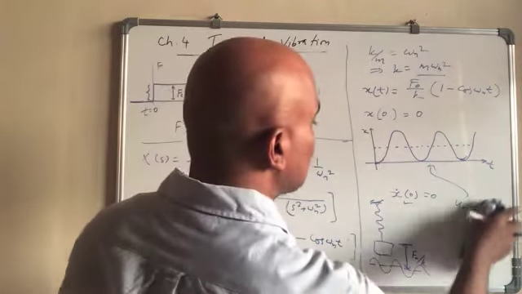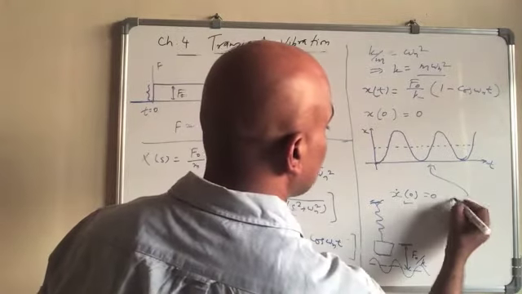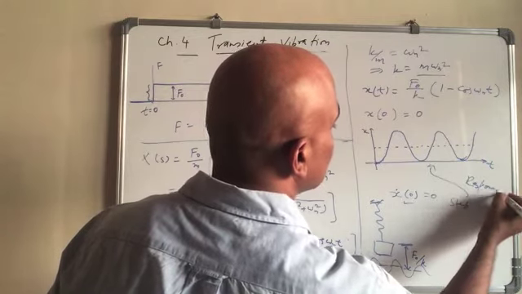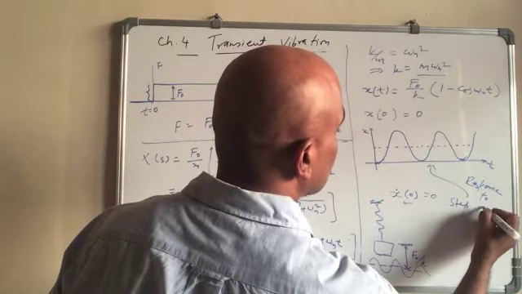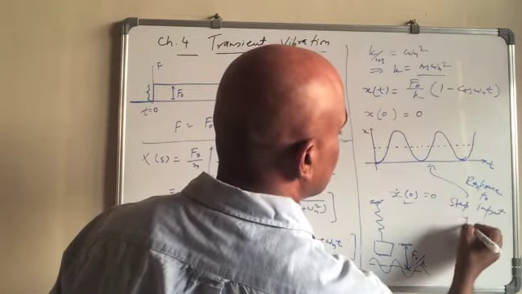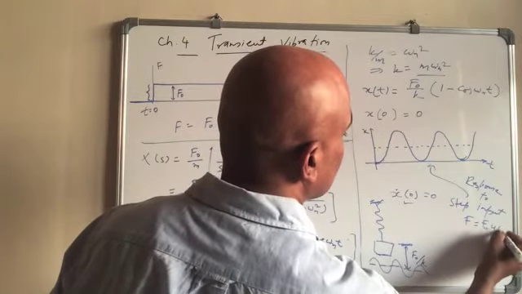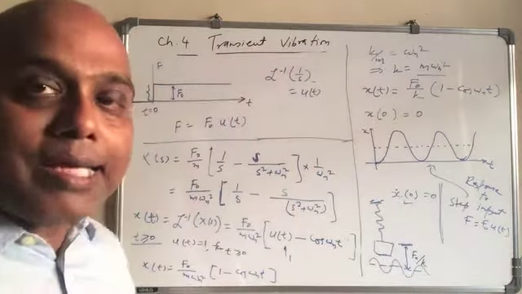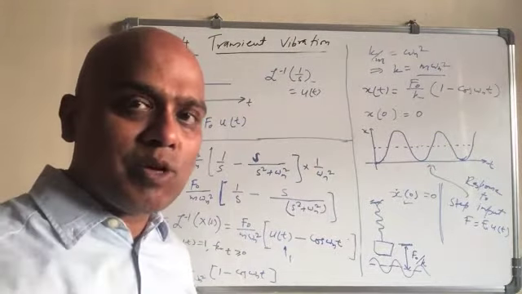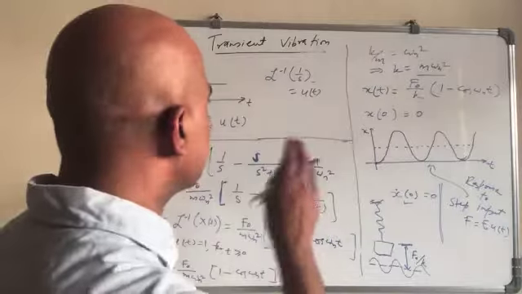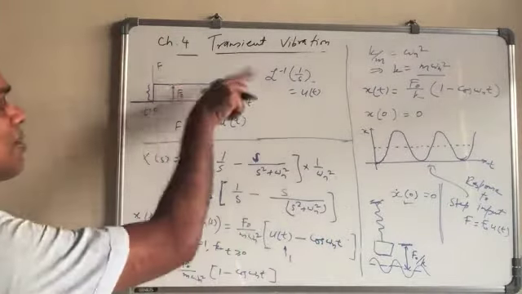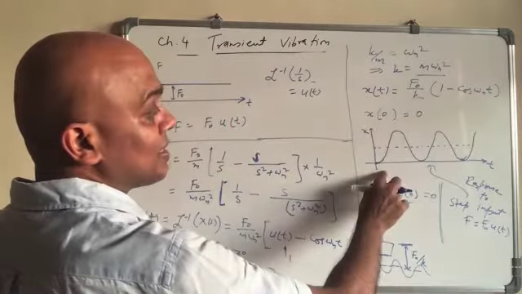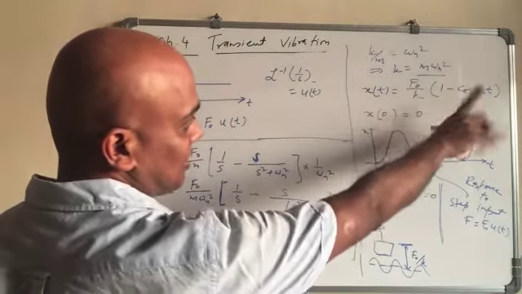This is the response to a unit step input, that is, F equal to F naught u(t). That means at t equal to 0, suddenly a constant force is applied. That's what the step input means. Suddenly at t equal to 0, you apply a load. Then the solution will look sinusoidal, but we have the 1 minus cos omega n t term.